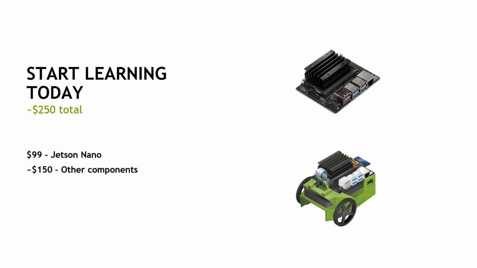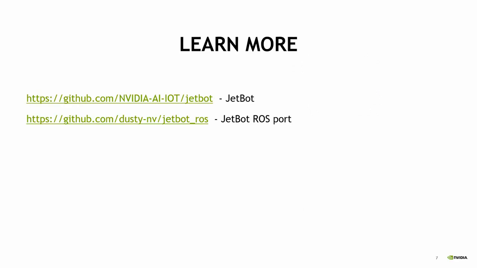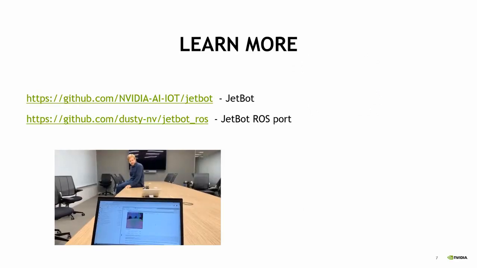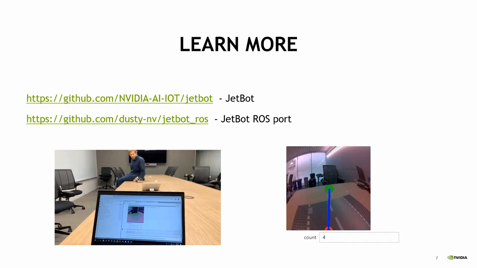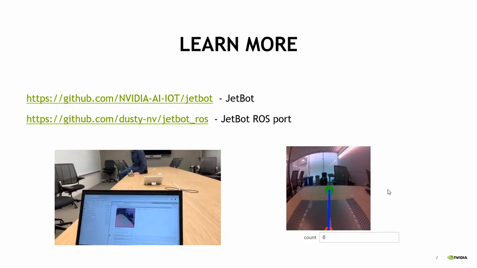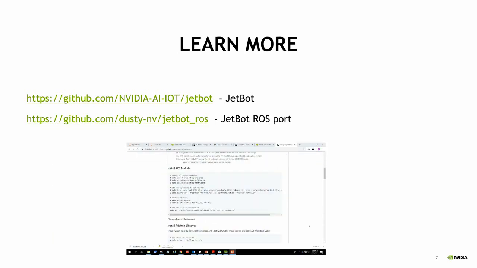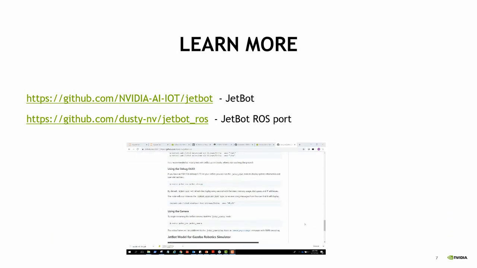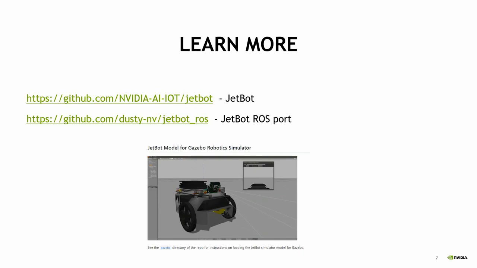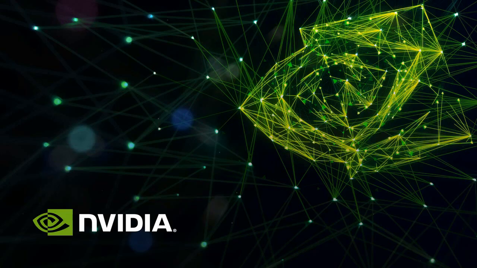If you're new to AI, I hope you see how accessible it really is. That with a $99 platform, you can begin learning and incorporating AI into your projects. To learn more about JetBot, like how we did real-time object detection, or our upcoming road following example, check out the JetBot GitHub page. If you're familiar with robotics operating system, we also have a JetBot ROS port, which has useful components for integrating JetBot with ROS.